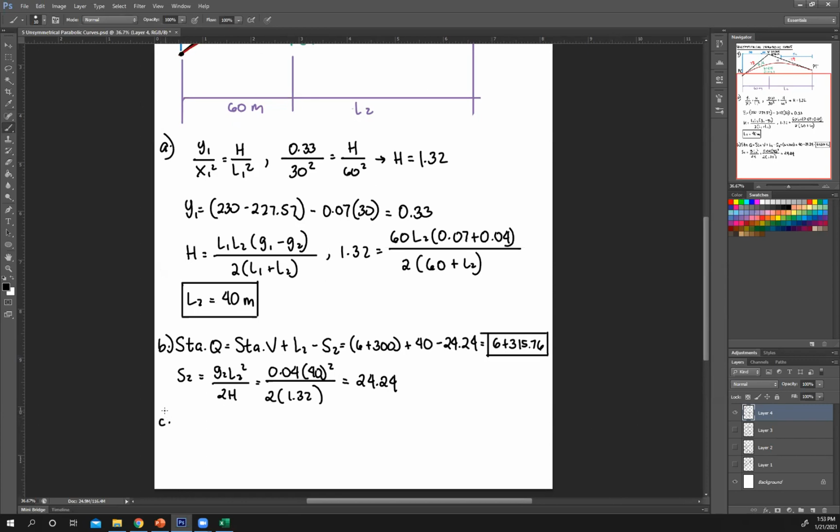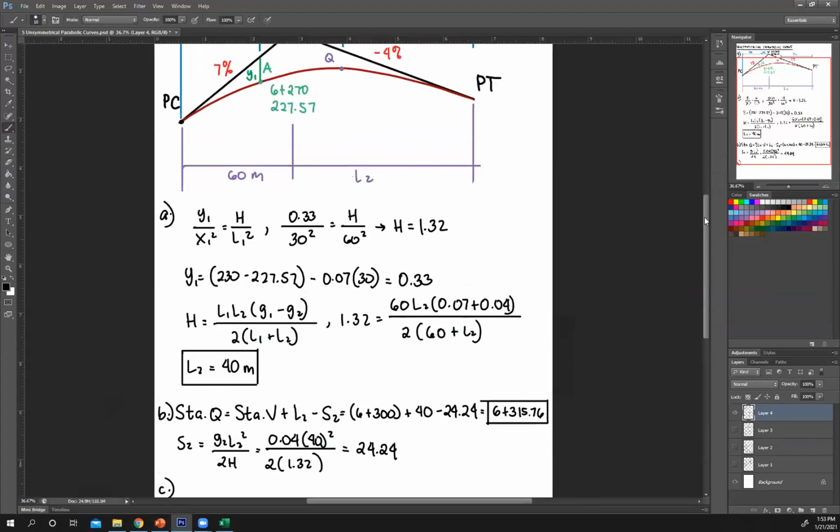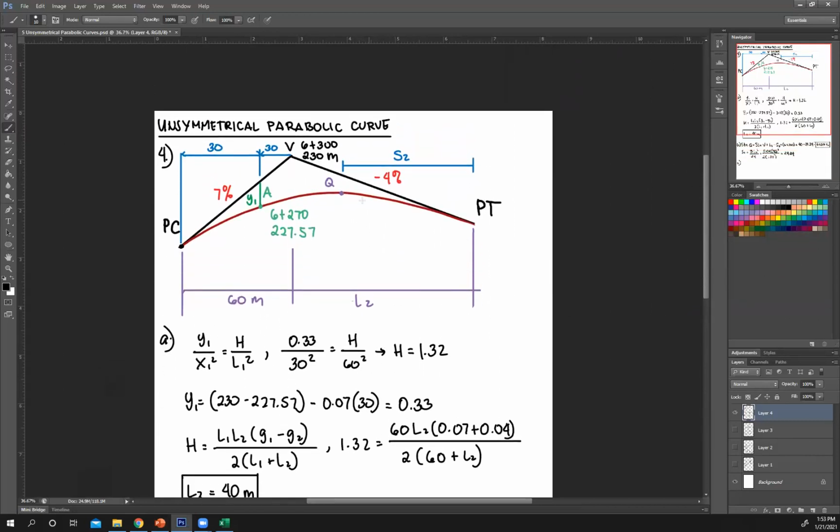Okay, and then lastly, letter C, elevation of the highest point. So to get elevation, we're looking for the elevation of this. What I can get immediately is this, right? Using your grade, I can get this height. So from 230, I subtract this height, I get to this point, and if I can subtract this offset, I can get the elevation of point Q. So now my goal is to get the value of this offset.